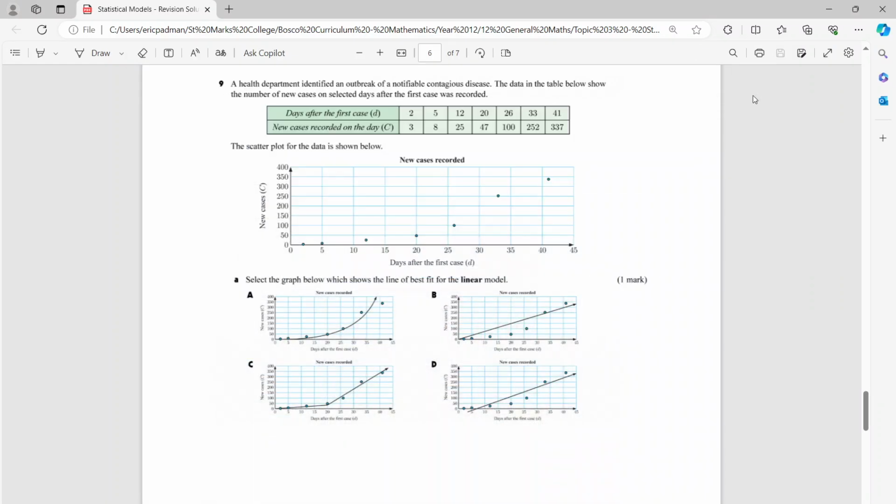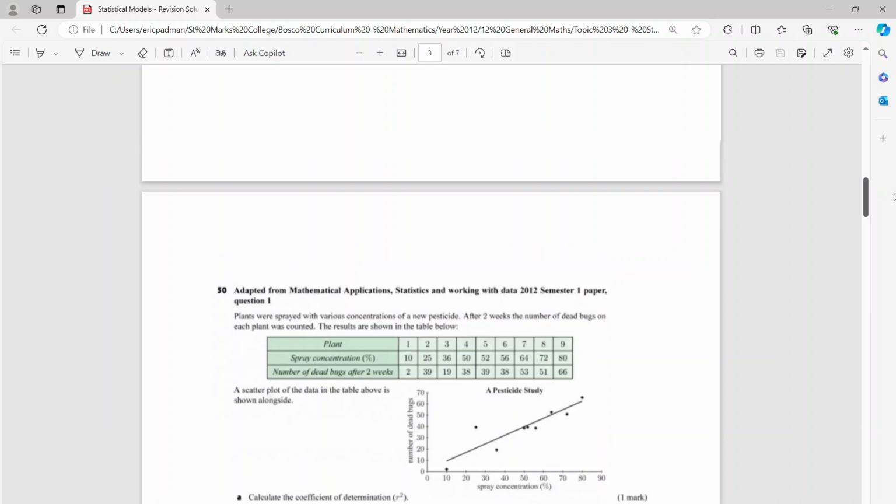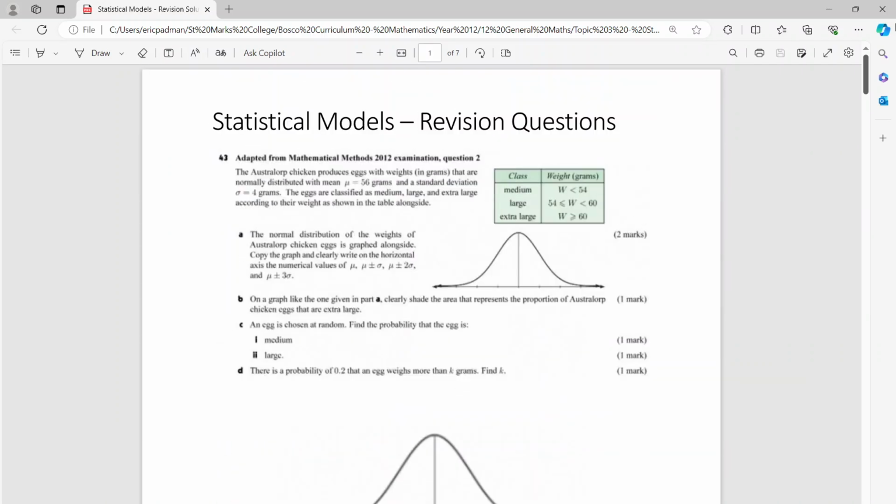Okay, in this video, we're going to be going through some revision materials for Stage 2 General Maths, and the particular revision materials are on statistical models, so bivariate statistics as well as normal distributions.